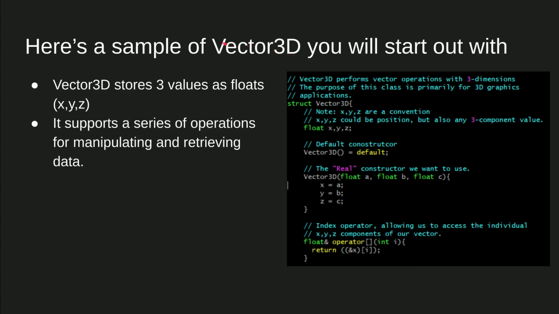So anyway, here's a sample of a Vector3D that you'll start out with, something that looks like this. And it's going to support a series of operations for things like addition, multiplication, and so on. It just stores x, y, and z here. Here's your default constructor. Here's another constructor where you can initialize it with an x, y, and z value. And then you have other operators which you're going to overload, so things like the brackets, so that you can just reference an index here and get the x, y, and z.